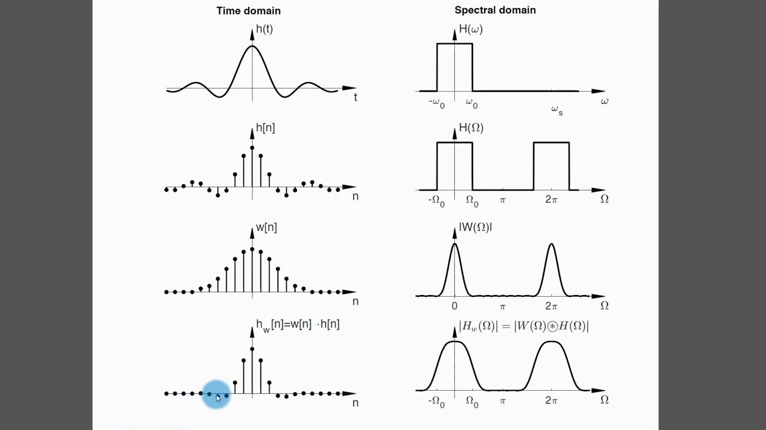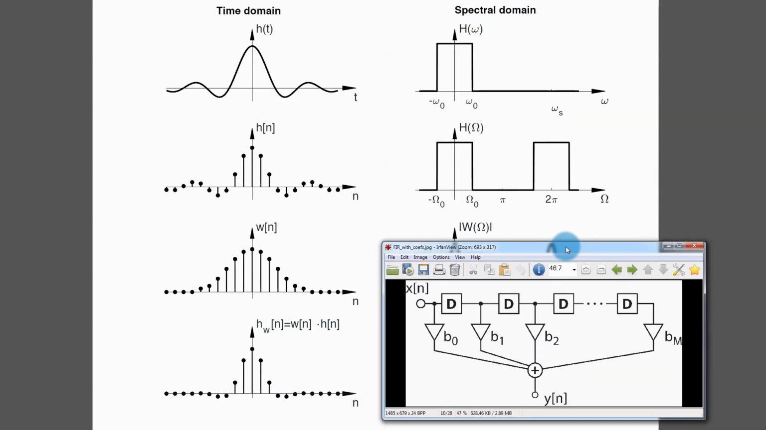Once you get your final impulse response, you can do your filtering. You will use the values of the impulse response as the weights of the filter. Here you will feed your input signal. This filter will convolve it with the impulse response, and here you will get the filtered signal.